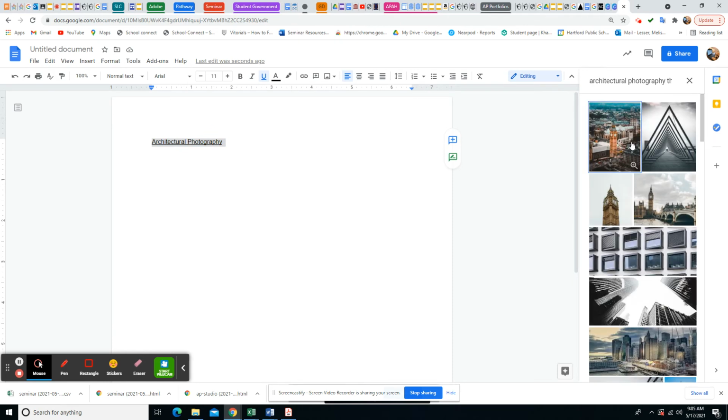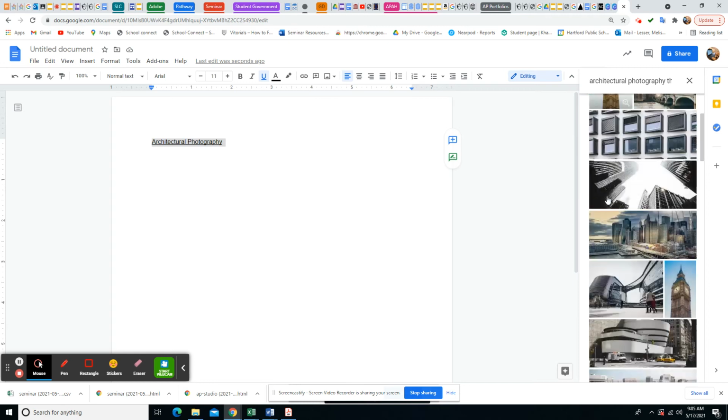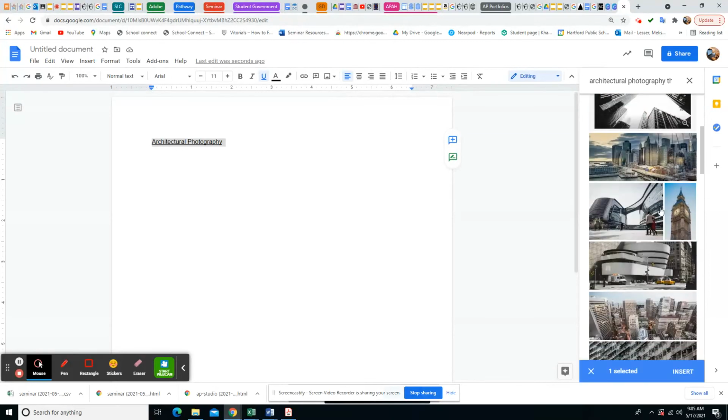And let's get some ideas. So I'm not traveling to London, so probably Big Ben is not going to work for me. But I probably can take a black and white picture looking up at some buildings. So that one's one I can use.